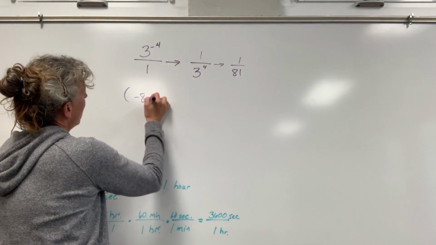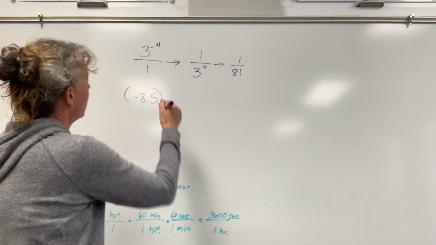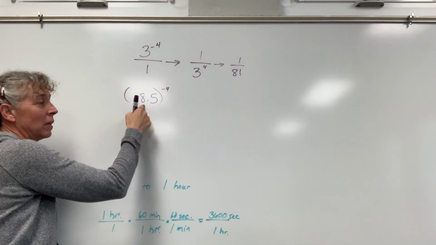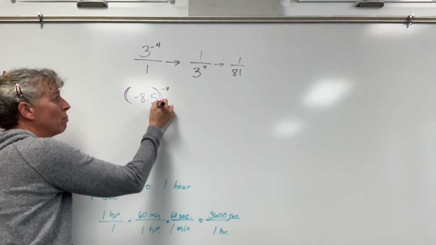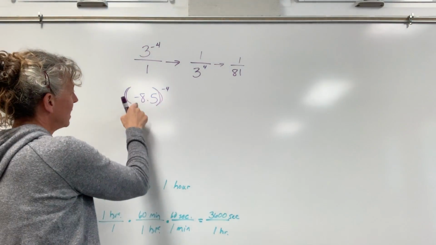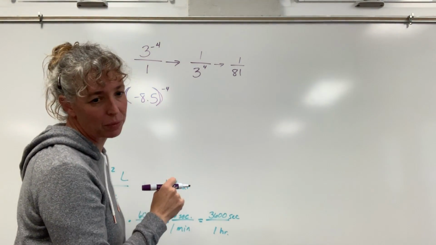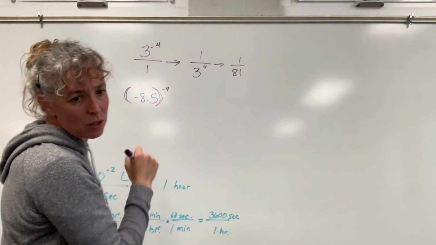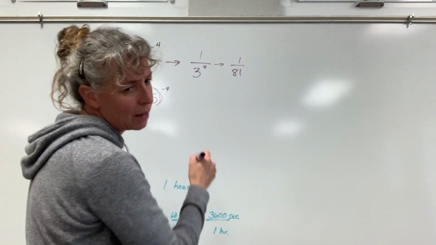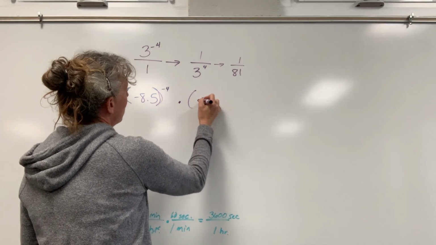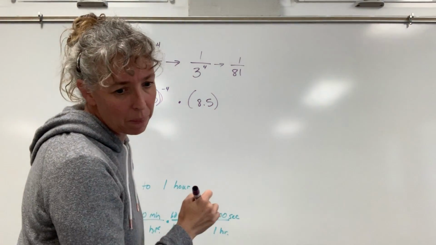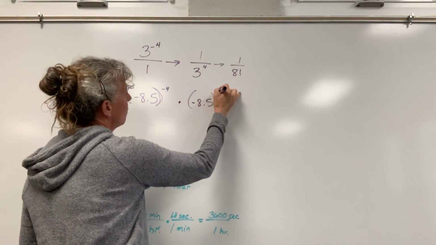Let's look at example B. Negative 8.5 to the power of negative 4. Remember, it's really important to keep those parentheses. I've talked to a bunch of you about the parentheses. If you have a negative number, we got to keep those parentheses. Otherwise, we won't do it correctly. Okay? So it says we're supposed to also times it by negative 8.5 to the positive 4th power.